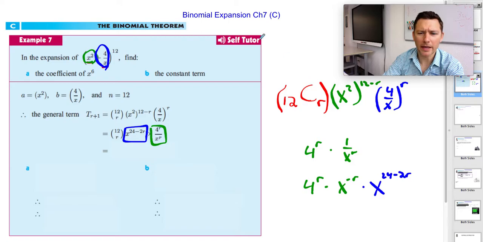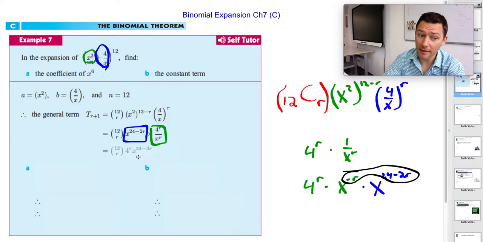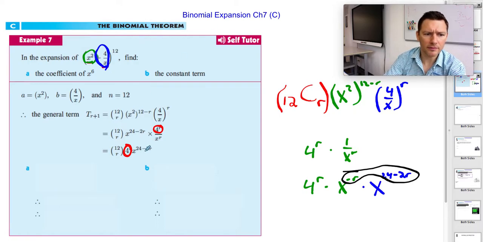So you can combine the exponents by addition, and that's where they get this part, right? So 4 to the r is still sitting here. That's this piece. And this piece is a combination of these two.